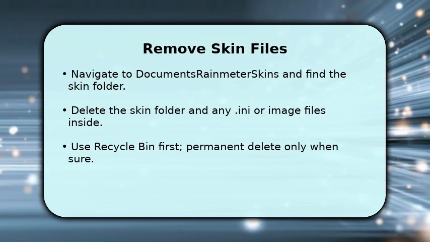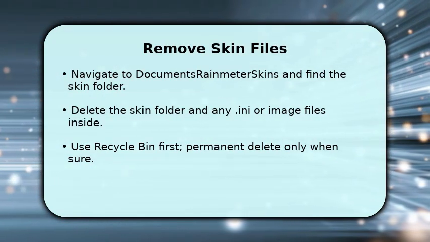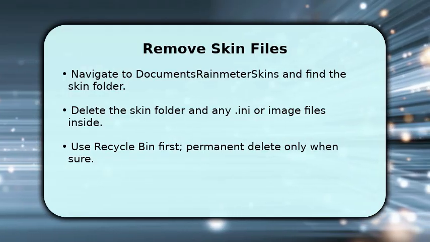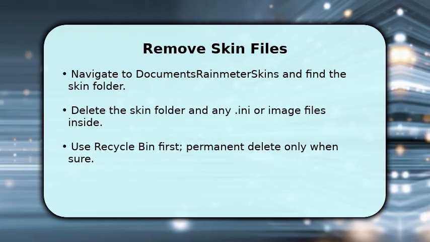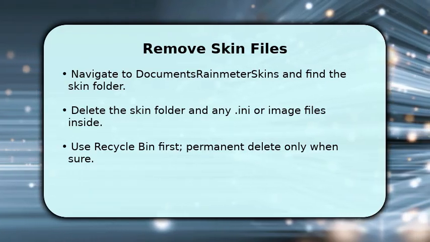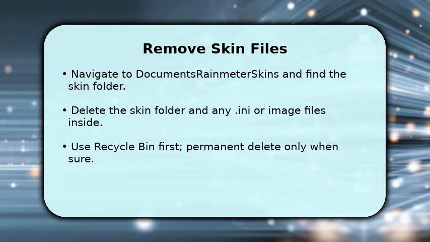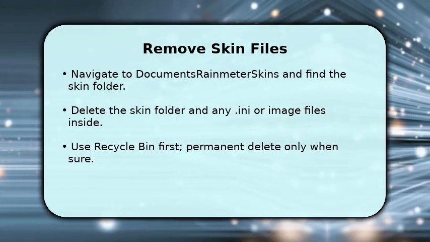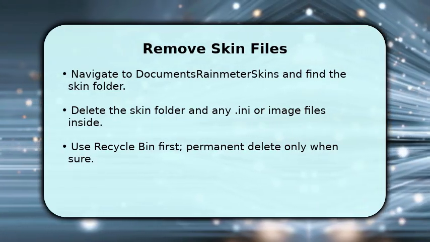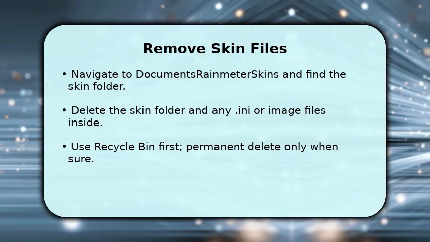Now remove the actual files so the skin can't come back. Close Rainmeter if any files remain locked, then open documents/Rainmeter/skins and locate the skins folder. Delete the entire folder plus any stray INI, ink, or asset files. Once deleted, return to Rainmeter and click Refresh all so the manager updates its list.